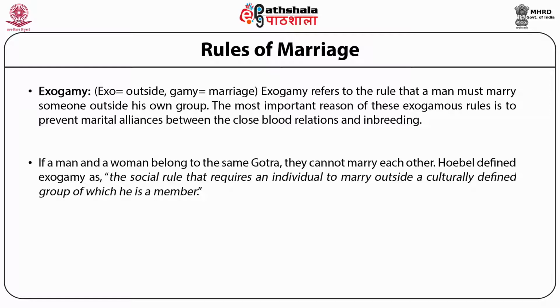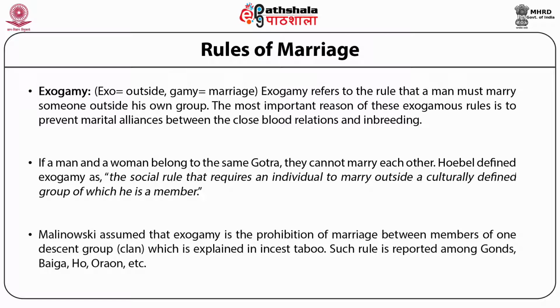Howell defined exogamy as the social rule that requires an individual to marry outside a culturally defined group of which he is a member. Malinowski assumed that exogamy is the prohibition of marriage between members of one descent group or clan, which is explained in the incest taboo. Such rules are reported among many Indian populations as well as tribes like Gaur, Bega, Ho, Orao and others.